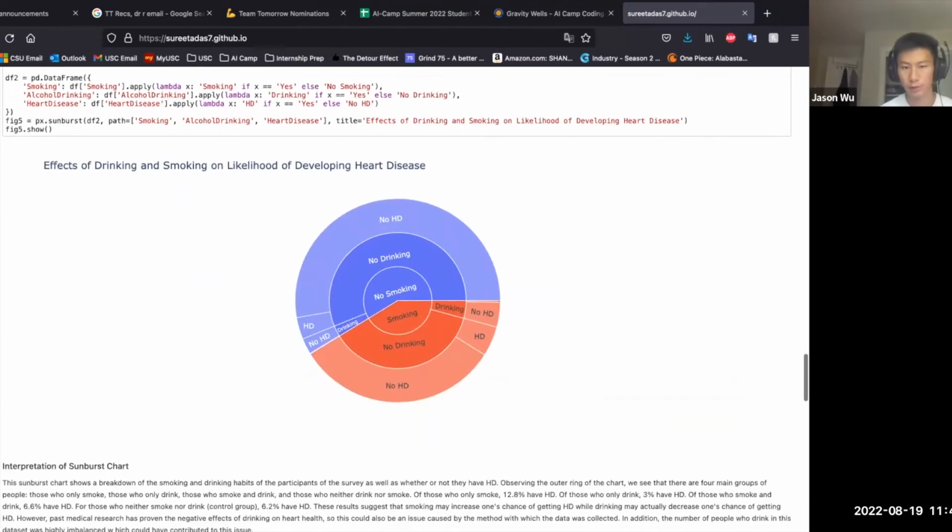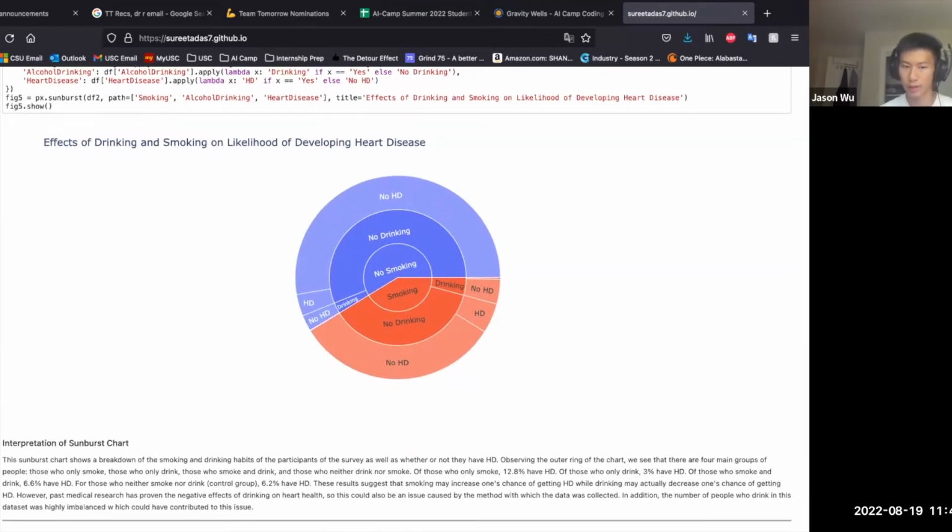The final visual we created was this sunburst chart, and we wanted to demonstrate the relationship between those who smoked, those who drank, those who did both, and those who did neither, with their chances of getting heart disease. Among these four groups, we found that of those who only smoked, 12.8% had heart disease, and this was the highest occurrence of heart disease in all four groups. The lowest actually was those who only drank, and they had a 3% chance of getting heart disease.